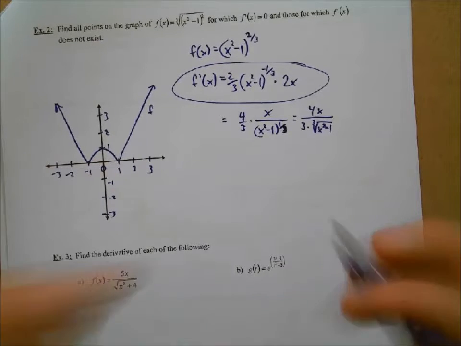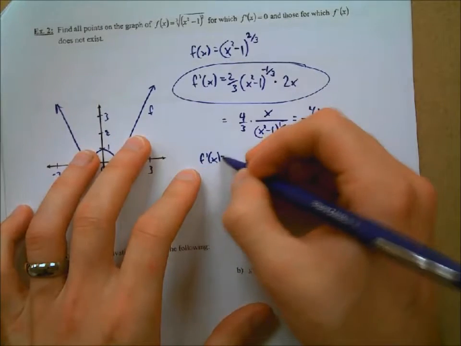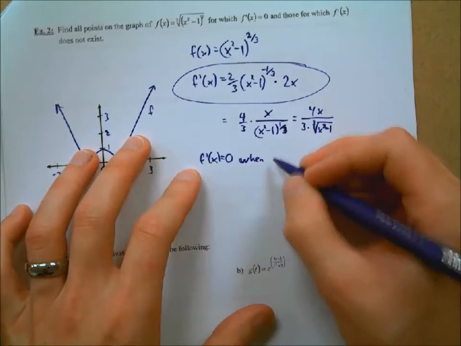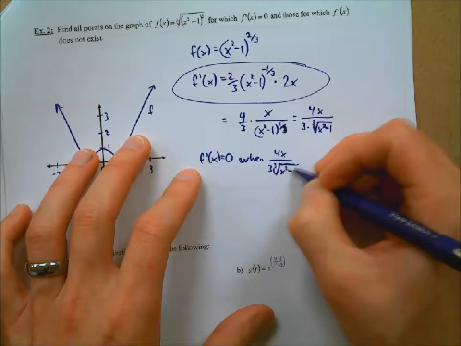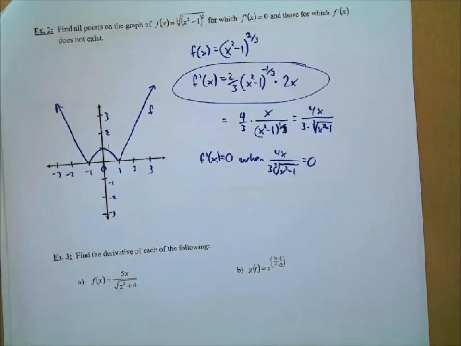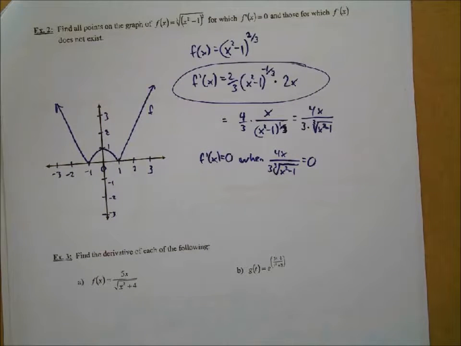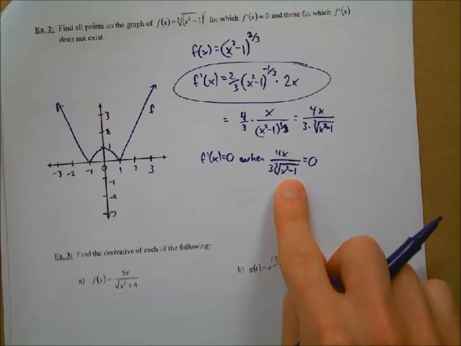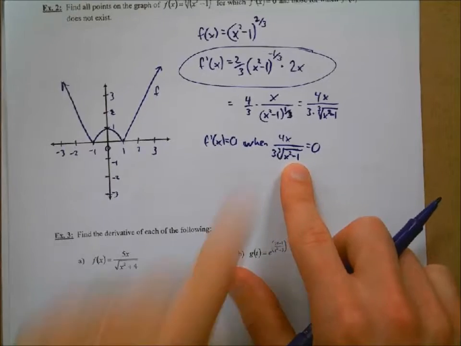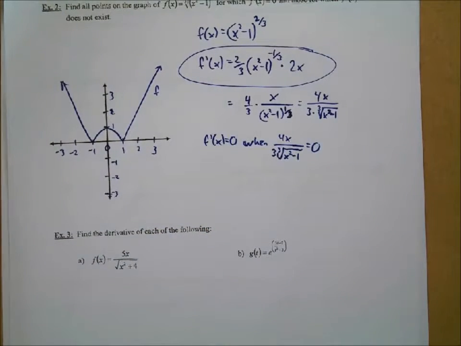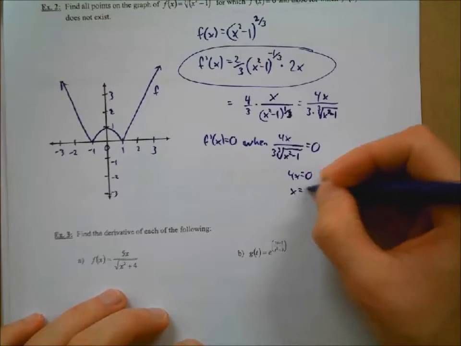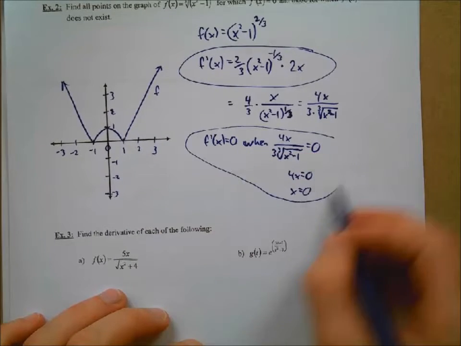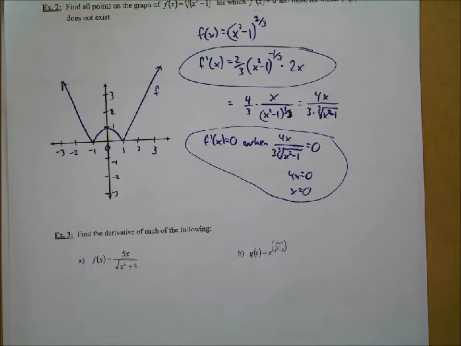And so we'll set that equal to 0. So I'll say f prime of x equals 0 when 4x over 3 times the cube root of x squared minus 1 equals 0. This derivative will equal 0 when what part of it is equal to 0? Just the 4x, the numerator, right? You can think of this conceptually like a fraction, and a fraction can only ever equal 0 when its numerator is 0. So you can just set 4x equal to 0 and see, aha, x is in fact 0. So f prime of x equals 0 when x equals 0.